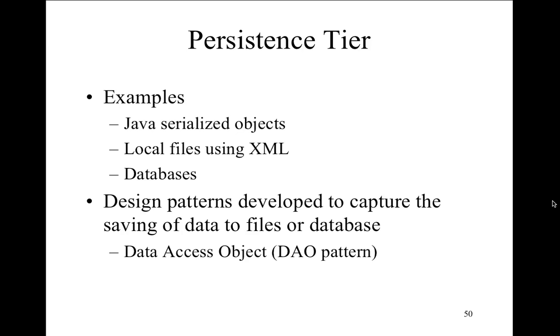Databases themselves end up being examples of persistent tiers. So design patterns developed to capture the saving of data to files or databases. This is where we get our data access objects, our DAO patterns. And these are pattern configurations, programs, utilities, protocols, built into different third-party packages, I should call them third-party, most of them are not Java-based, they're not owned by Sun or Oracle, but they're packages and features to give you that persistent data access communication, so it's a data object.